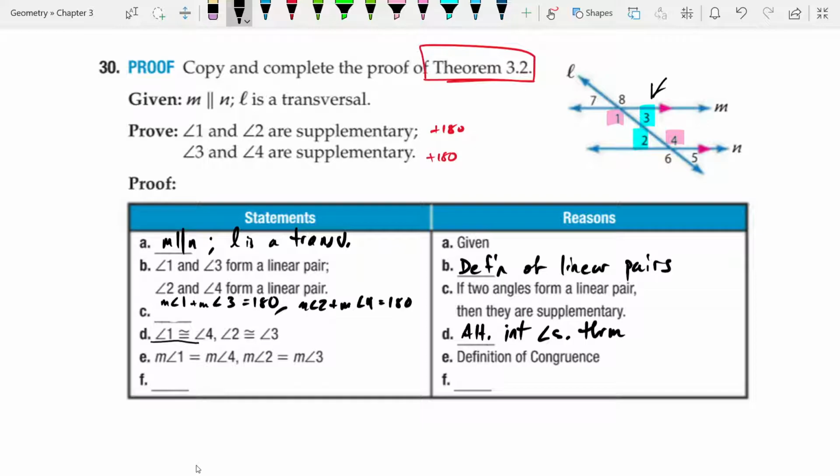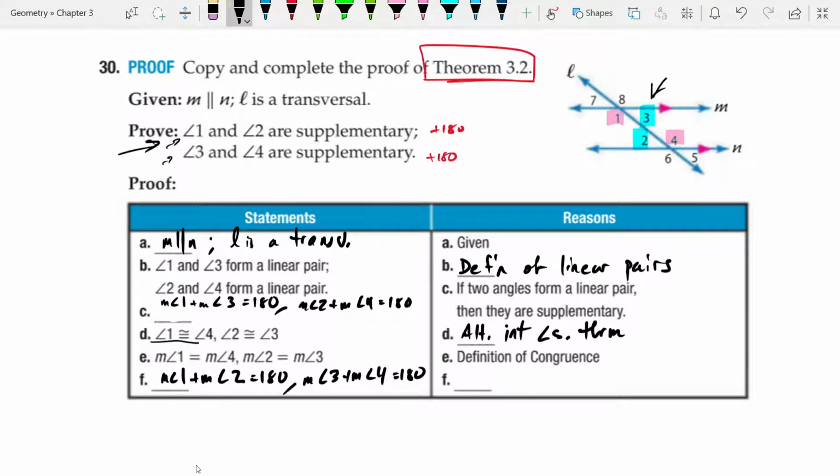All right. Okay, so we got those angles are congruent. That means that their measures are all equal. That's the definition of congruence. Nice for them to fill that out for us. We got to get to our final step. We got to say that 1 and 2 are supplementary and 3 and 4 are supplementary. So that almost tells us what our line should be. Measure of angle 1 plus measure of angle 2 equals 180. Measure of angle 3 plus measure of angle 4 equals 180. That's what I want it to be. That's what I'm trying to prove.